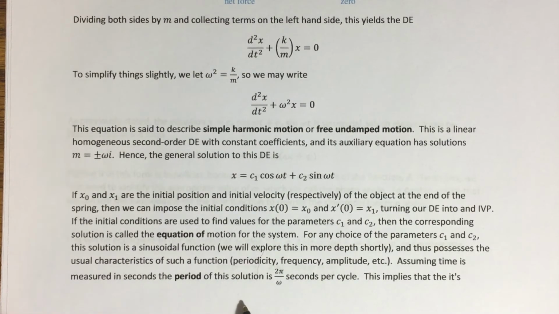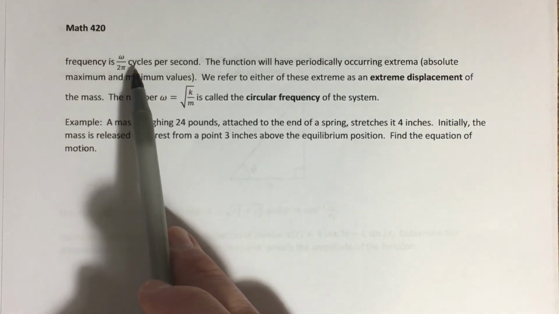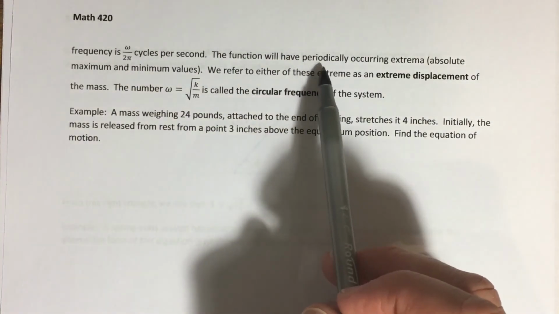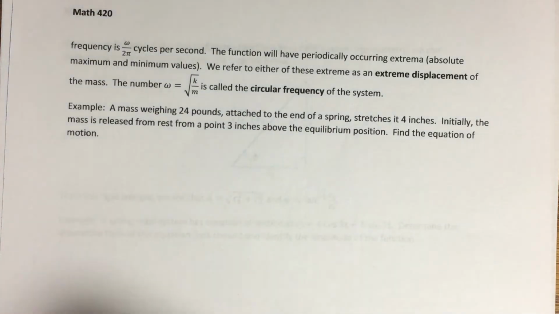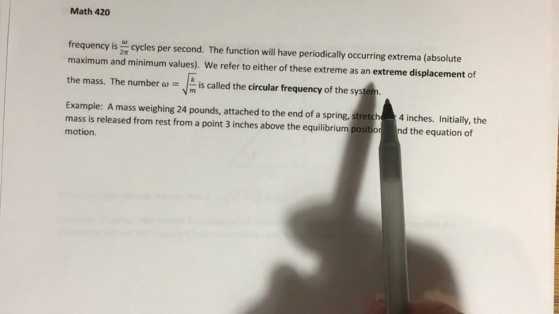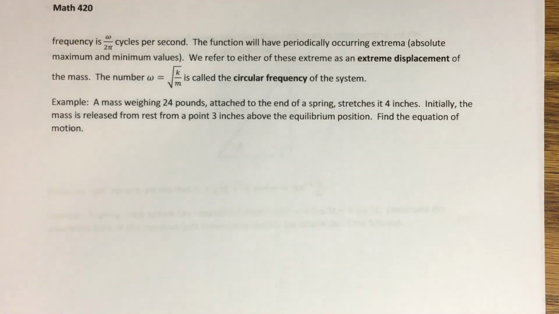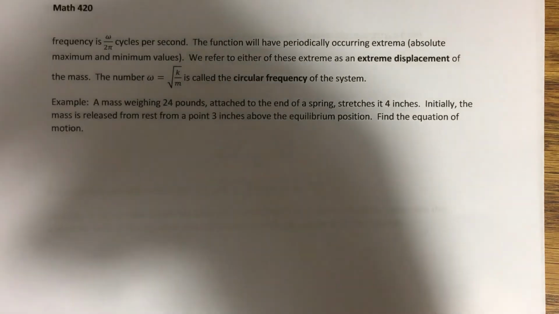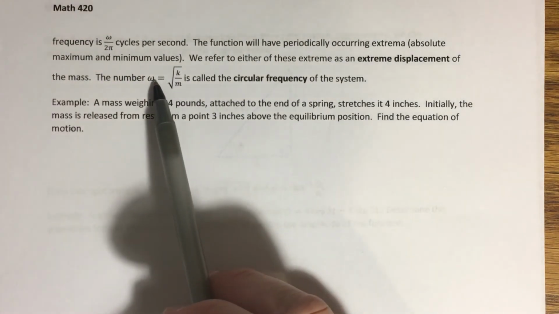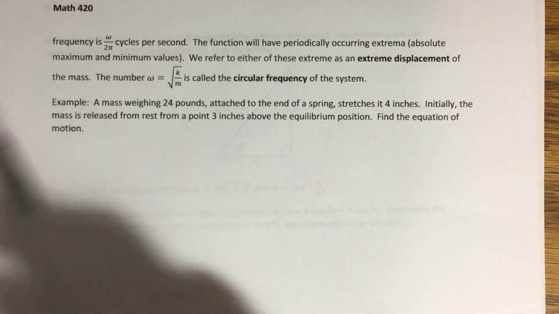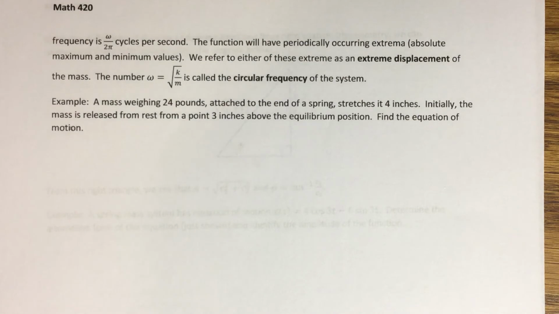We also know that frequency is defined to be the reciprocal of the period. So I could talk about the frequency of this system as well. The frequency would be omega over 2 pi cycles per second. Okay? And then in addition to that, one thing that we know about sinusoidal functions, sine waves, is that they have periodically occurring absolute maximum and minimum values. So the positions that those correspond to are what we call the extreme displacement of the mass. And again, what that basically means is how high the mass will go and how low the mass will go, the absolute highest and lowest positions of that mass as this spring is oscillating. Finally, that number omega that we defined on the previous page, which would be equal to the square root of k over m, is what we call the circular frequency of the system. So there's a lot of terminology attached to these quantities.